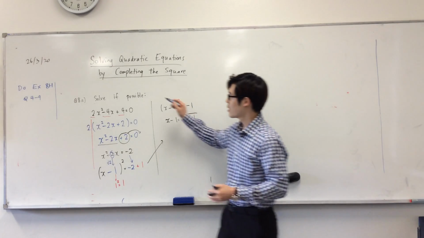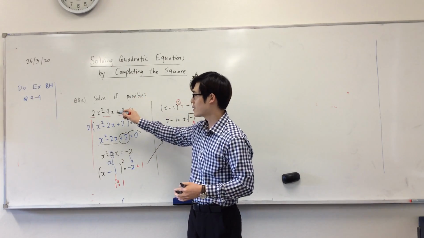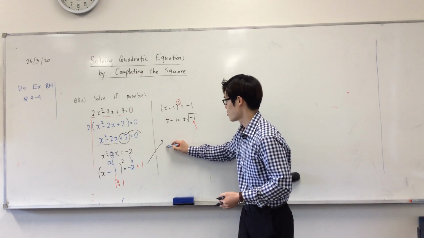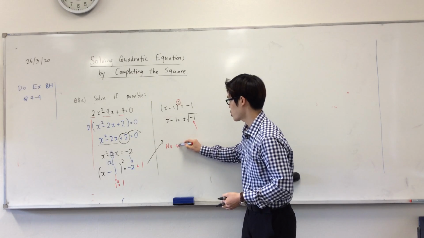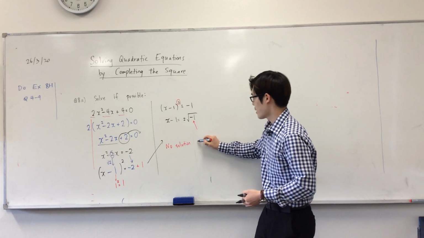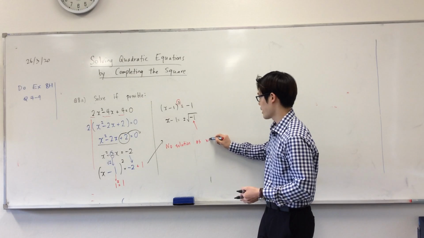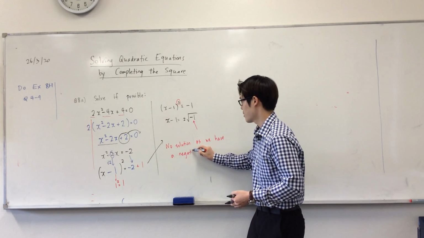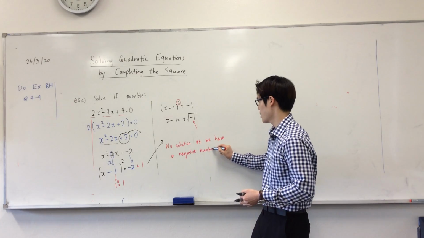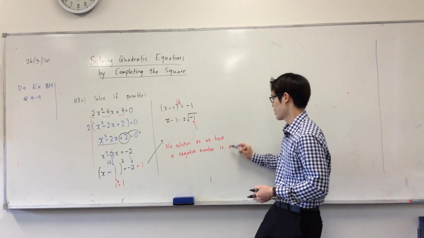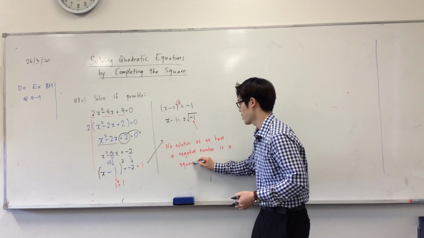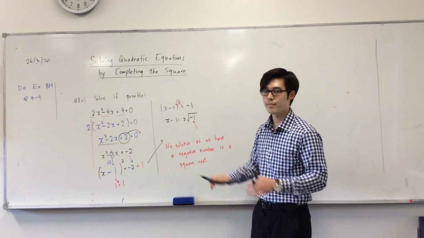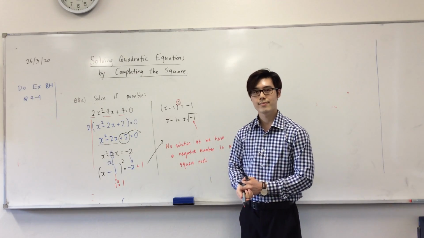So in this case, solve if possible. In this case, it's not possible. Okay? So the answer is there is no solution. No solution, as we have a negative number in the square root. Okay? So when you end up with a negative number on the other side that you have to square root, it's not possible to solve the equation. Okay?